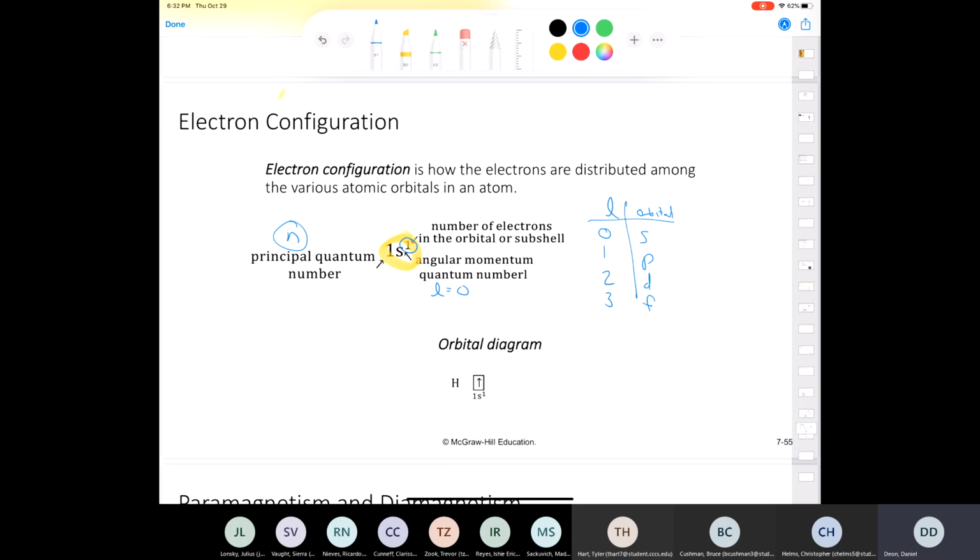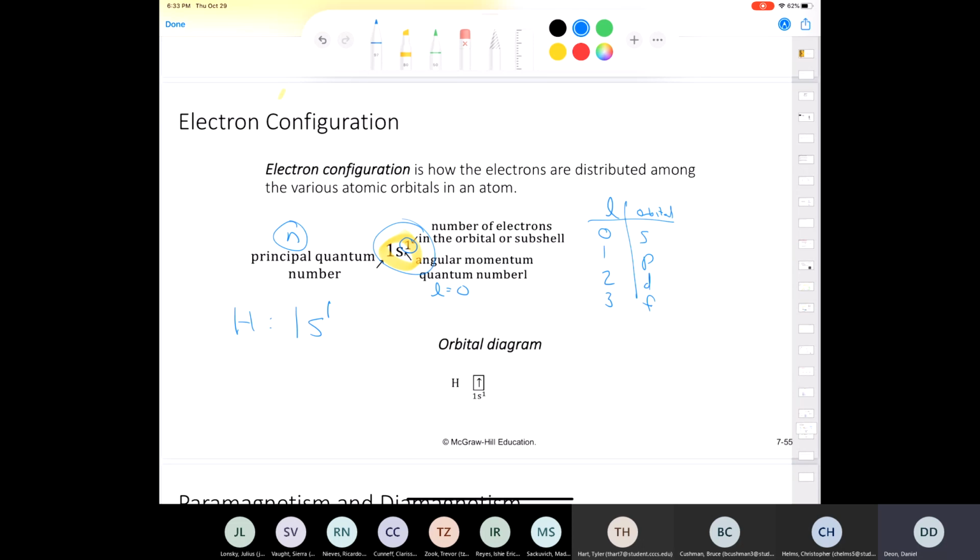Well, how many possible electrons can you put in an s orbital? There's only one type of s orbital, right? Because when l is equal to 0, the only possible value of ml is 0. One possibility. And you can have 2 electrons in it. Well, a hydrogen only has 1 electron. It's the first element in the periodic table. And so its electron configuration would be this, 1s1, like that. That's the electron configuration for a hydrogen.